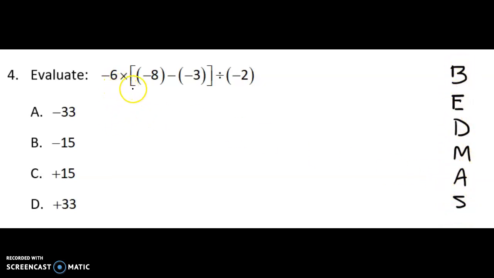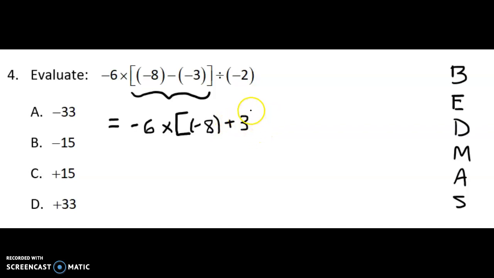So looking at my problem here, I do see that I've got some brackets, which means I've got to do this first. So let's look here first. That means the -6 isn't going anywhere. That's going to stay put. Inside those square brackets, I've got a -8 subtract a -3. Now remember, if I'm subtracting a negative, I can add a positive. So I'm going to do that. And then afterwards, this is all divided by a -2.